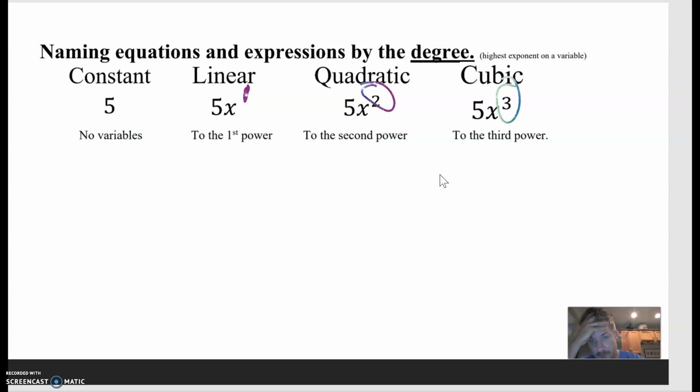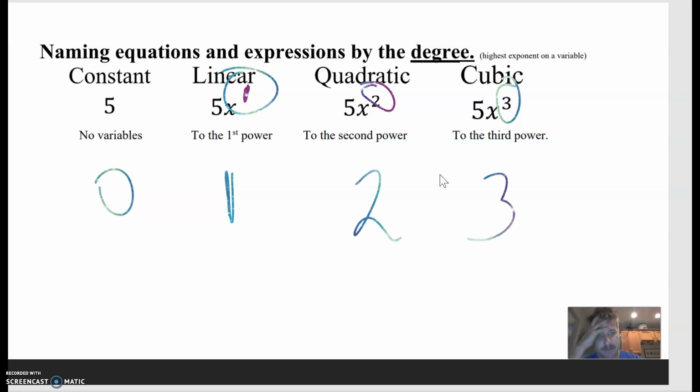So first power is linear, second power is quadratic, third exponent or third power is cubic. So if it has zero exponents, it's a constant. If the highest exponent is a 1, if the highest exponent is a 2, and if the highest exponent is 3. If it's x to the 4th or x to the 5th or x to the 6th, we're not going to worry about that. We'll just say that it's a degree of 6, degree of 5.